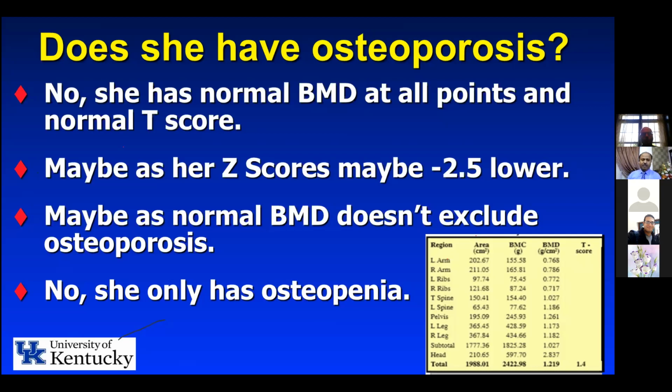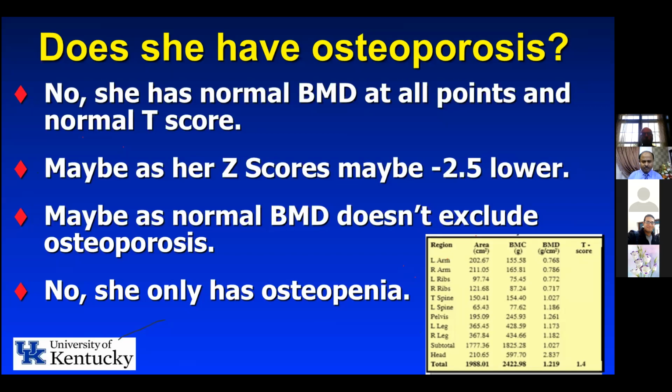The first option: no, she doesn't have osteoporosis, she has normal BMD at all points. So this comes to a question: if you have normal BMD, does this exclude osteoporosis? And definitely the answer is no. By definition, this patient has osteoporosis. If you have a fragility fracture, this means that you are osteoporotic.